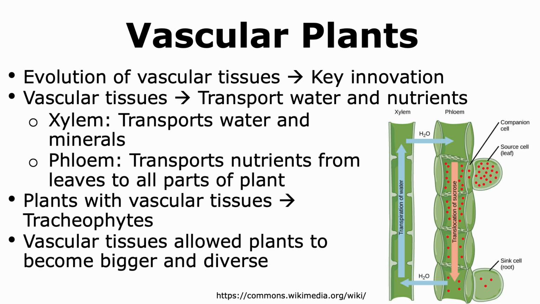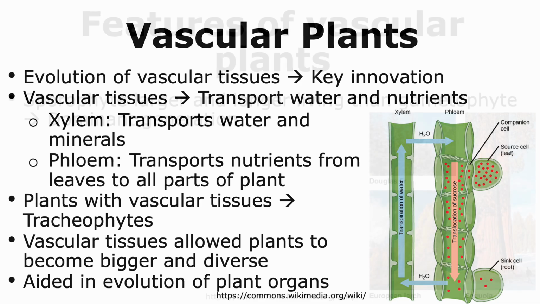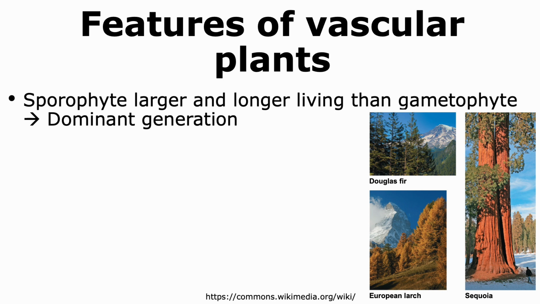The evolution of vascular tissues is a key innovation because it allowed the plants to become bigger and more diverse. Thus, it supported the adaptive radiation of plants. It also aided in the evolution of plant organs, which are stems, roots, and leaves. The evolution of plant organs resulted in the sporophyte becoming larger and longer living than the gametophyte. Hence, the diploid sporophyte is the dominant generation in all vascular plants.